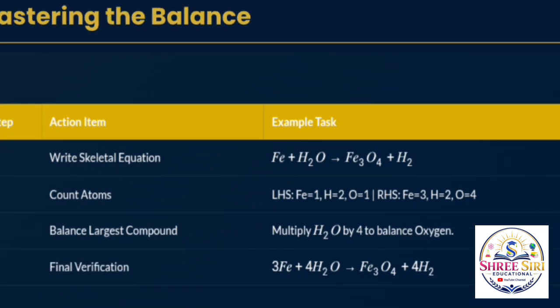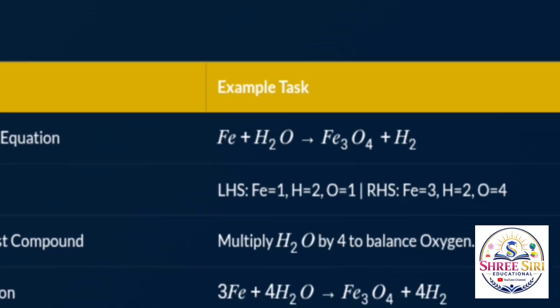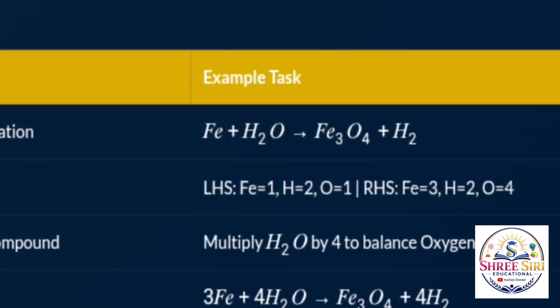For balancing this equation, we have to multiply H2O by 4 to balance the oxygen. And now the final verification is 3Fe plus 4H2O gives Fe3O4 plus 4H2. Now you have to calculate that the reactant side has 3 Fe atoms, 4 O atoms and 8 hydrogen atoms, and the product side has 3 Fe, 4 O and 8 hydrogen atoms.